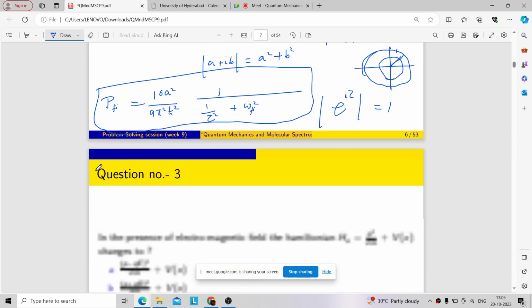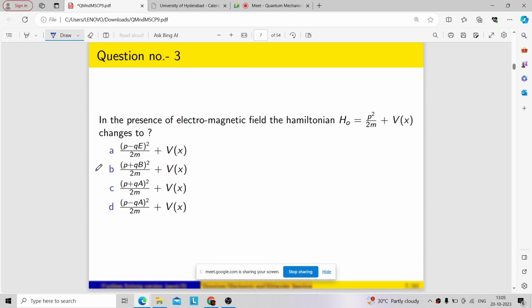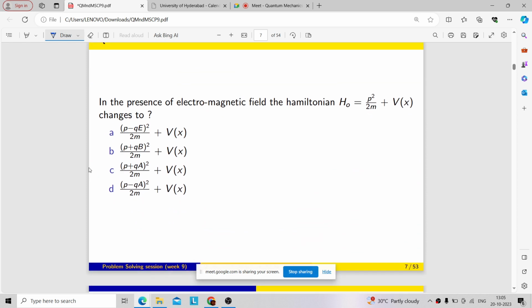Okay, then moving on to the next question. In the presence of electromagnetic field, the Hamiltonian is H equal to p square by 2m plus, and p will change to what?